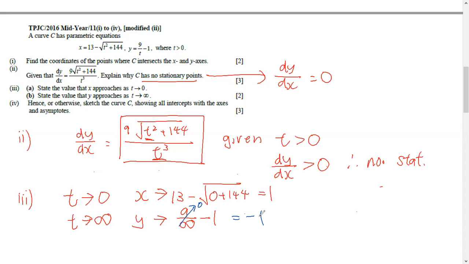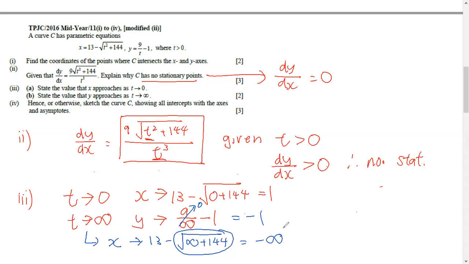But if we look a bit further, t approaches infinity, x itself will approach, it's supposed to be 13 minus infinity plus 144. So this here is going to be a very big number. It's going to be negative infinity. So therefore, we say that x will approach negative infinity.